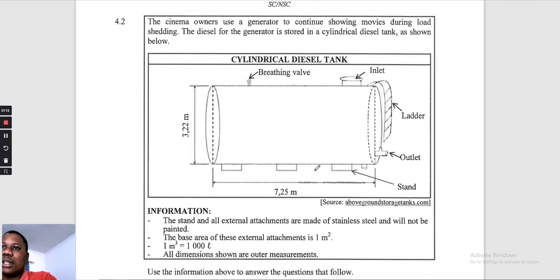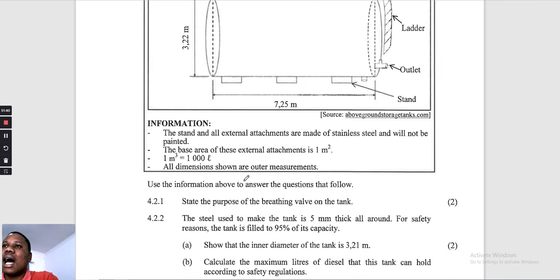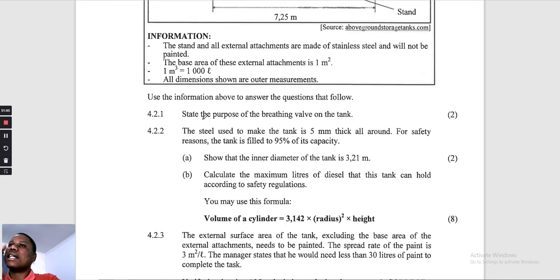We are also told that the stand and all external attachments are made of stainless steel and will not be painted. The base area of the external attachment is 1 meter squared. And then they are also telling us that 1 meter cubed is equal to 1000 liters. They are also saying all dimensions shown are outer measurements. Then the first question, they say, state the purpose of the briefing valve on the tank.